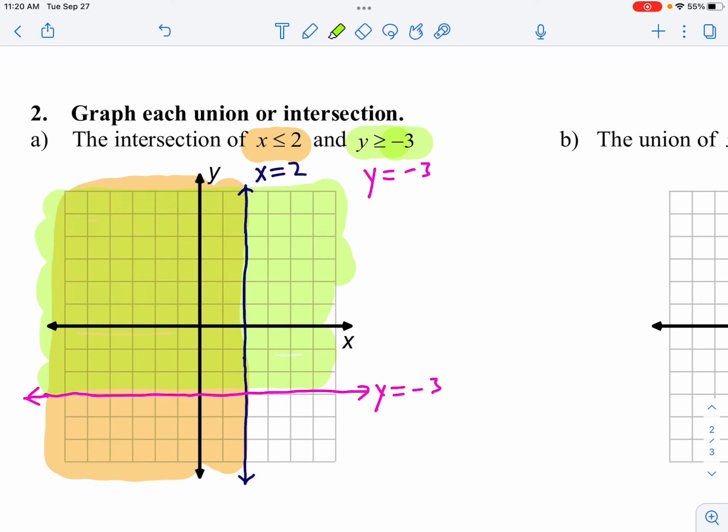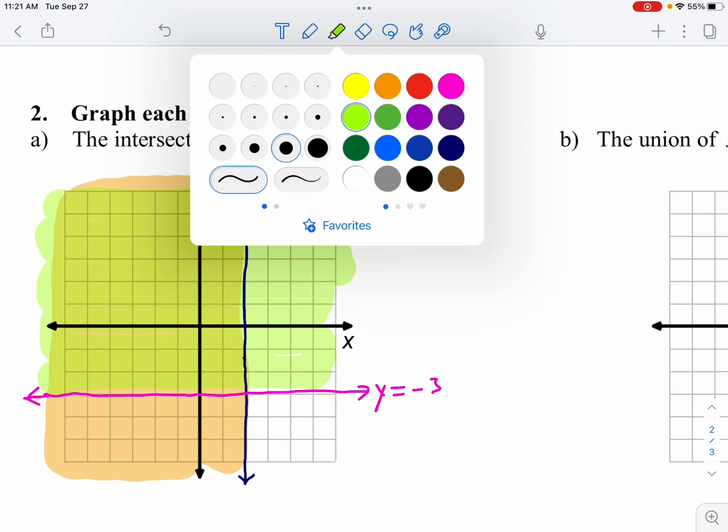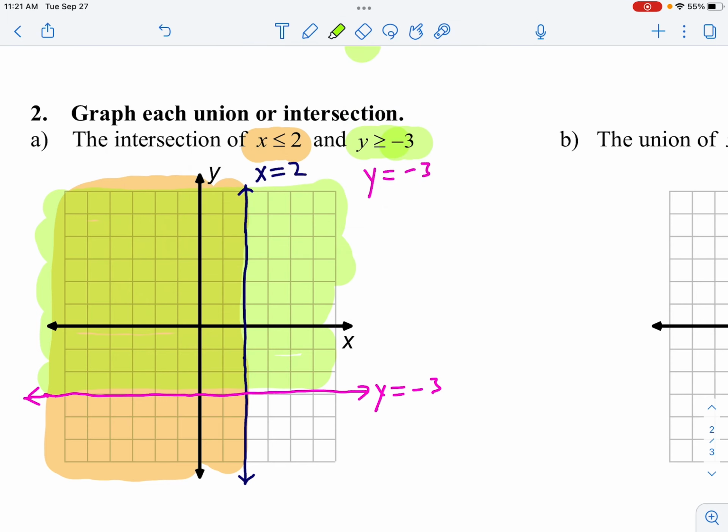Okay, so now we're done. Our answer is going to be the intersection of these two. What that means is our answer is the region where we have both colors shaded, where we have both the orange shading and the green shading. That's our answer. So we're going to erase this highlighting and then re-highlight just the region where we had both colors shaded. So right here, this square right here.